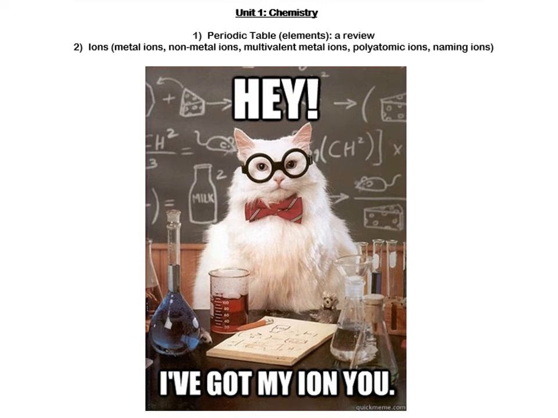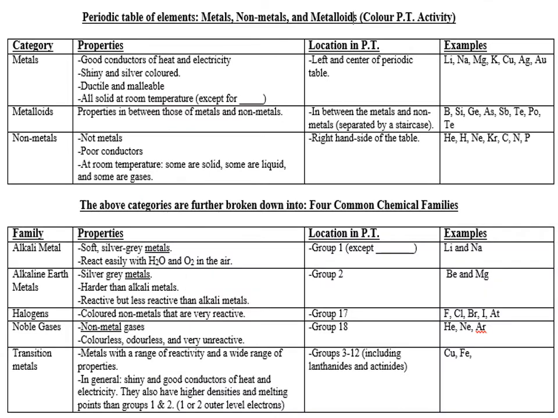In this video, we're going to discuss ions. For the last few days, we've been reviewing grade 9 concepts. One of the concepts we reviewed were the categories or classes of elements in the periodic table. We saw metals, metalloids, and nonmetals. And then we also saw that within those classes there are special groups of elements called families or chemical families. We saw the alkali metals, alkaline earth metals, halogens, noble gases.